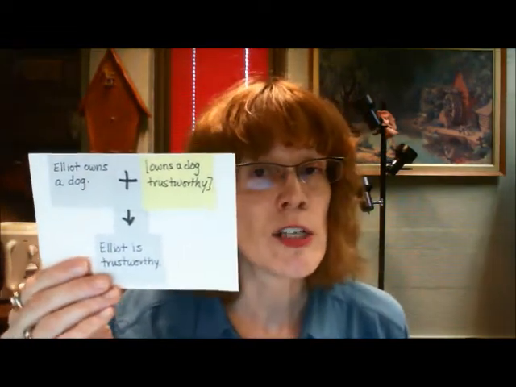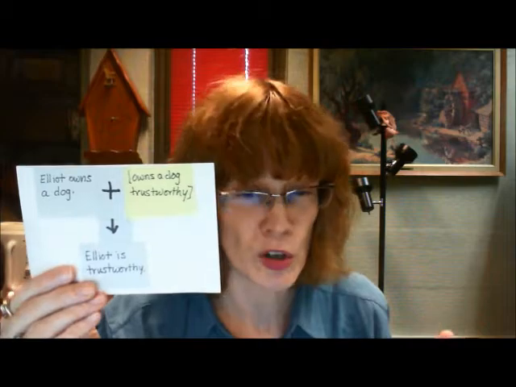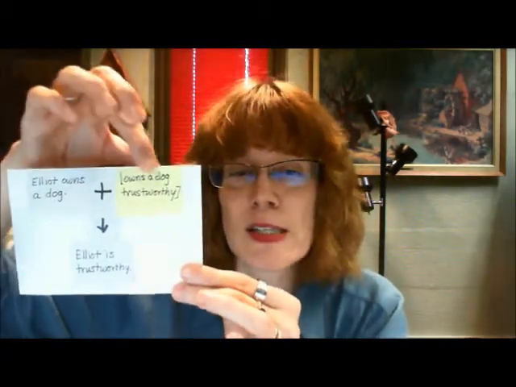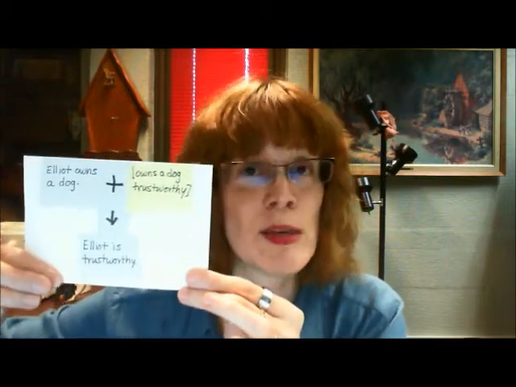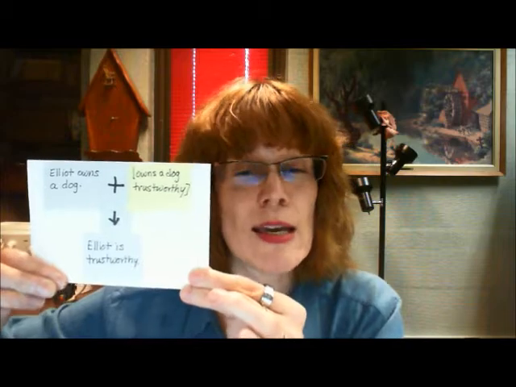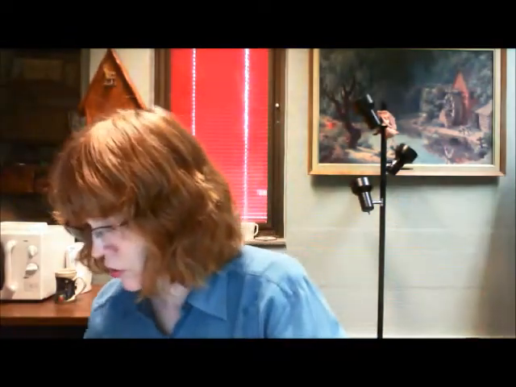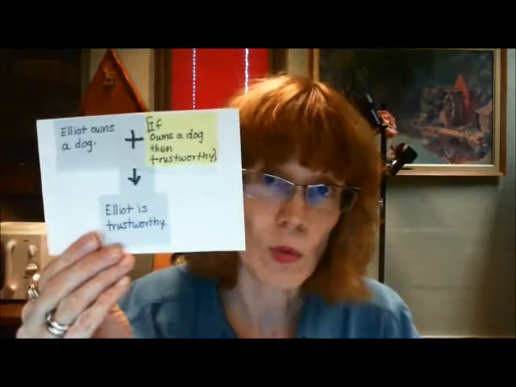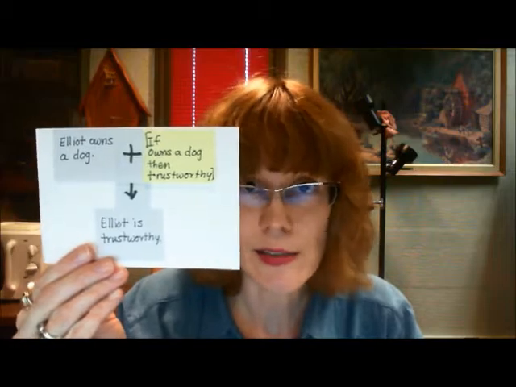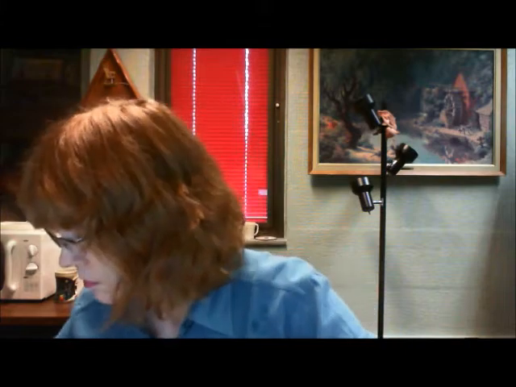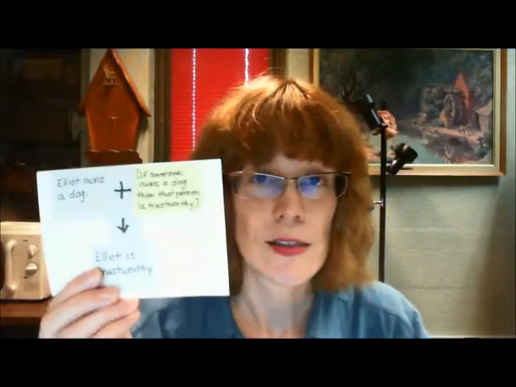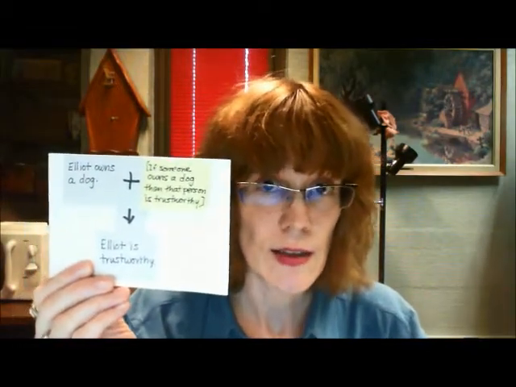But we know that they're going to be constructed in a particular order. It's going to be if the missing concept from the reason, then the missing concept from the conclusion. It's going to be an if-then sentence in that order. So if owns a dog, then trustworthy. Like so. But again, this isn't a coherent English sentence, so we should probably rephrase it. If someone owns a dog, then that person is trustworthy.